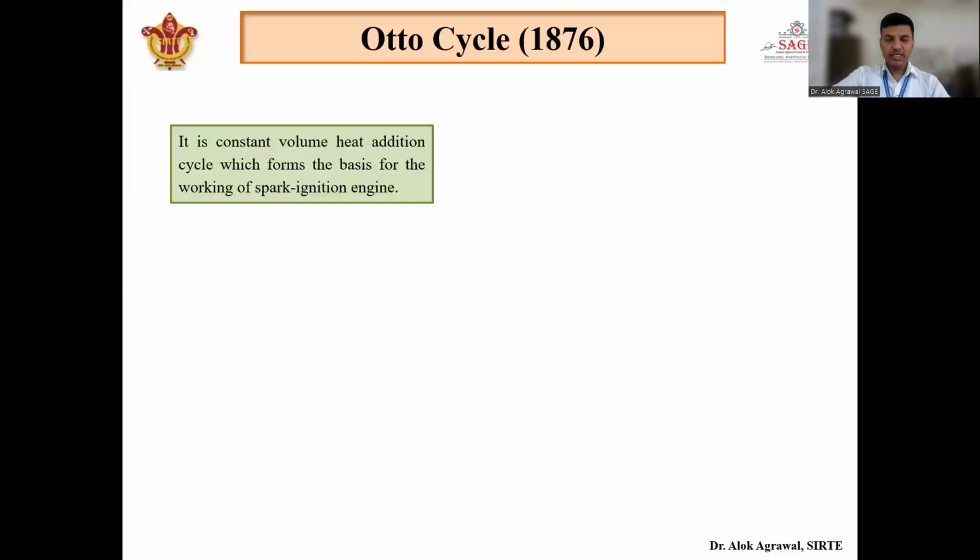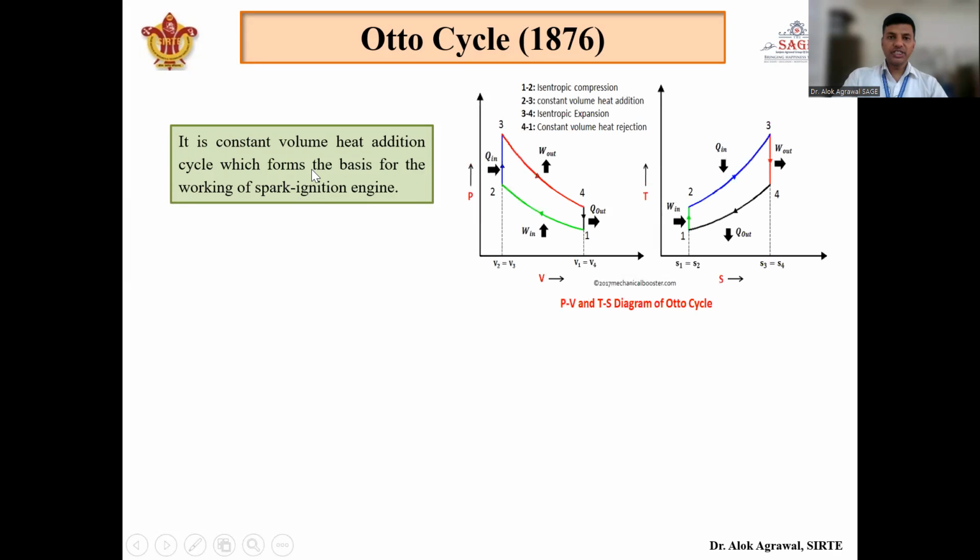It was invented in the year 1876. It is also known as the constant volume heat addition cycle, and the spark ignition engine works on this cycle. Why is it called the constant volume heat addition cycle? Because here the heat is added at constant volume when the piston is at TDC, top dead center. Actually, it is not the case, but in the ideal air standard cycle, we consider that the heat is added during process 2 to 3, and here we can see that the volume is constant, so we call it a constant volume heat addition cycle.